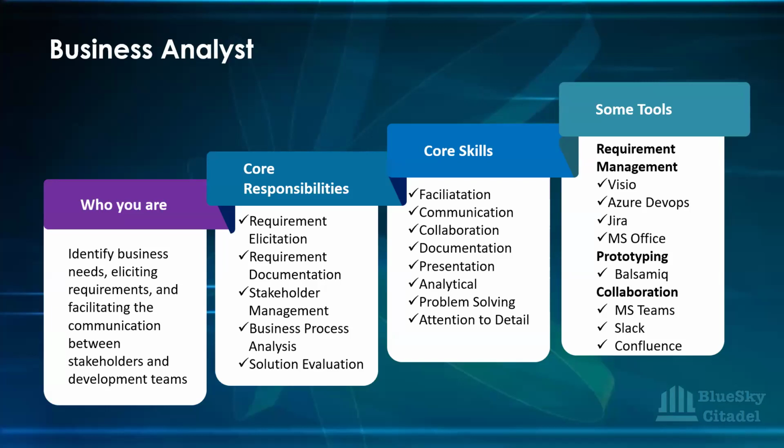And then some of the tools that the BAs use for their requirements management, you have Visio, Azure DevOps. The stories are put on Azure DevOps or Jira. They make use of MS Office, the different types that you have: Word, Excel, PowerPoint. They make use of all that. For their prototyping, to create wireframes and all that, they have Balsamiq. And then you have collaboration tools like MS Teams. Some organizations use Slack. You have Confluence that they can use for collaboration.